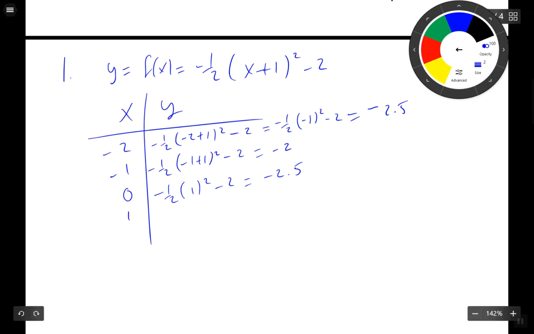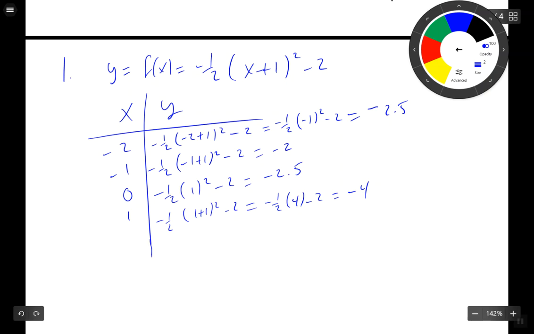So put in 1. Do I have negative 1/2 times 1 plus 1 squared minus 2? What's 1 plus 1? 2. What's 2 squared? 4. So now I have negative 1/2 of 4 minus 2. That would be a negative 2, and a negative 2 is negative 4. Right?